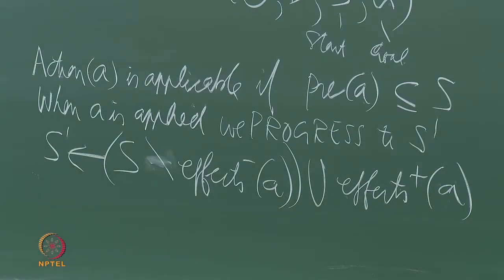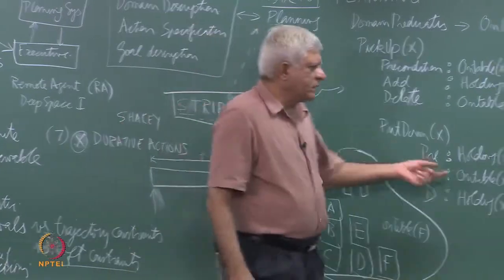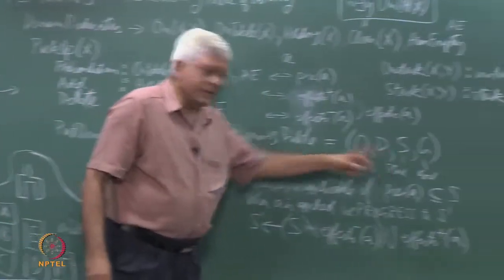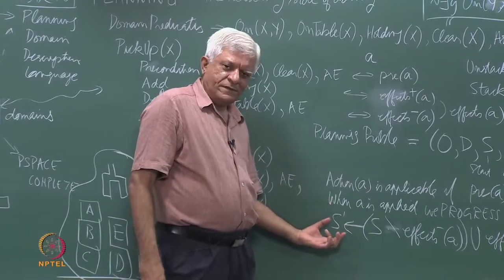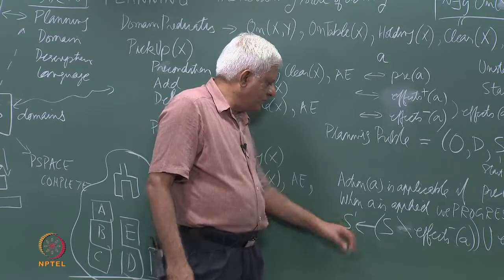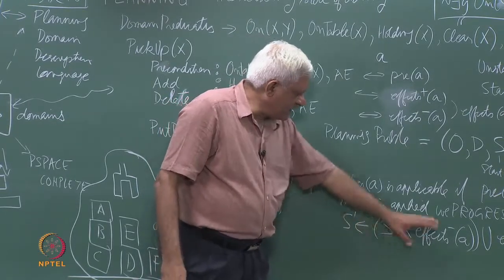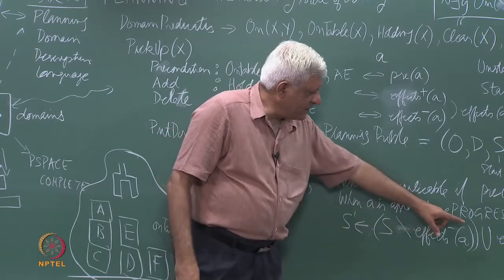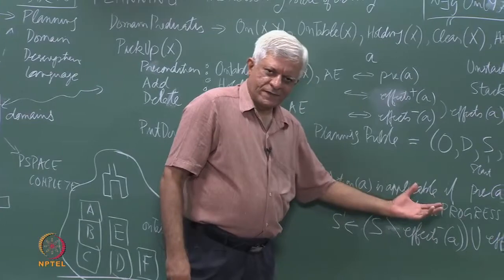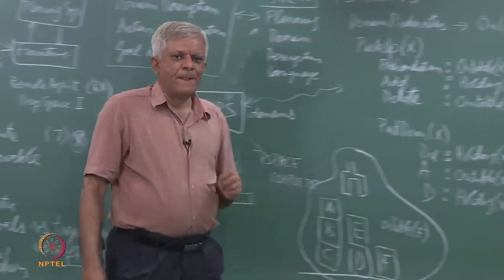So, once you have defined a state and once you have defined an action, we know that if an action A is applicable in the state S, then I can apply action A to state S to go to a new state S prime, which is given by I remove everything which are the negative effects of this action from the state and add all the positive effects of the action to the state. So, I get a new state S prime.